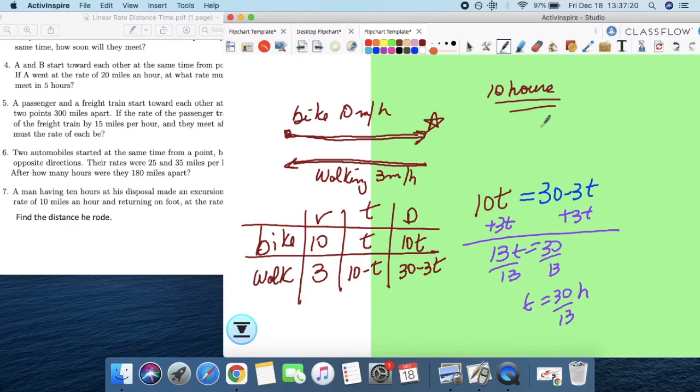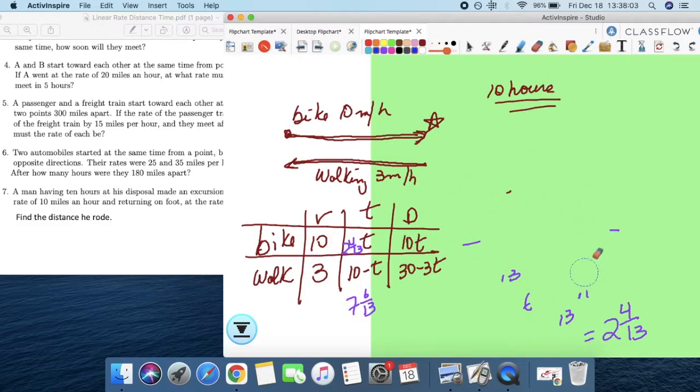And I just want to double check. The time he spent on the bike, actually let's change that, is 2 hours and 4 over 13 minutes. So that's how much he spent on the bike, and then walking, this would be 7 hours and 6 over 13 minutes.